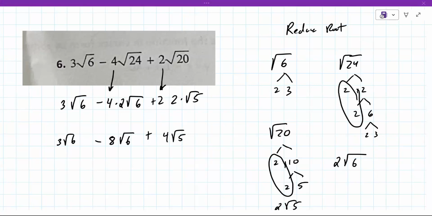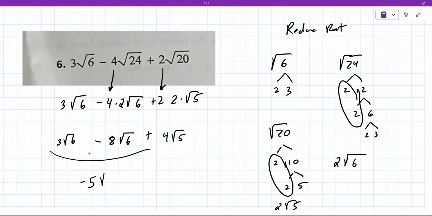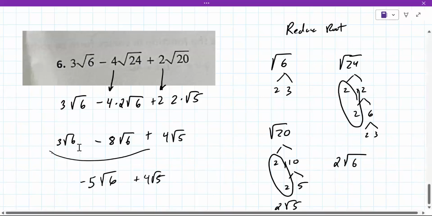Right now, I'm stuck at exactly what you have right below. Yeah, perfect, right there. That's where I'm stuck. You can combine those. Those are like terms. Okay, yeah, because that's the radical 6. Exactly. So it becomes -5 square root of 6 plus 4 square root of 5. That is your final answer. There's nothing more you can do.